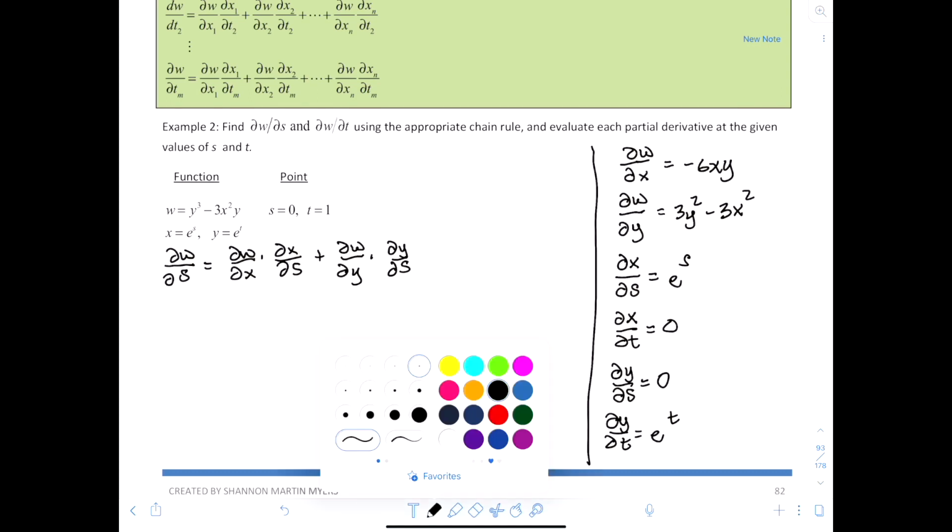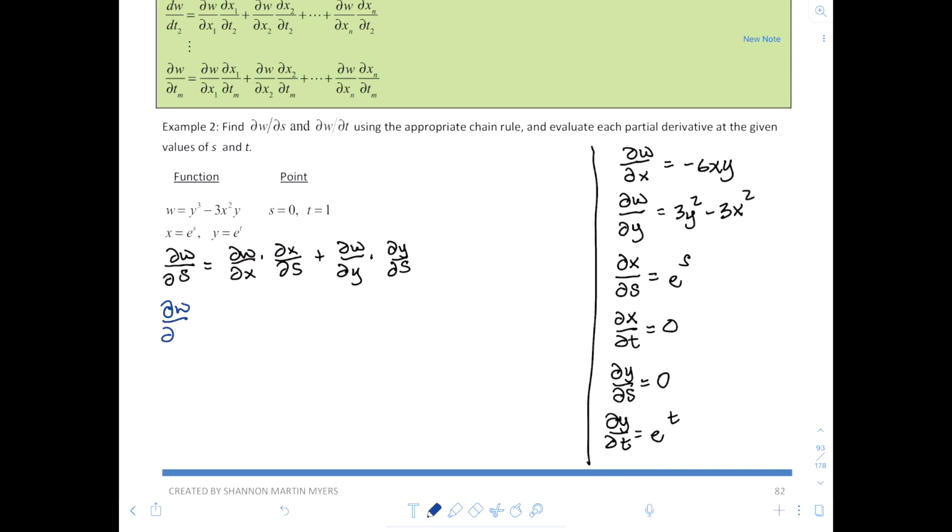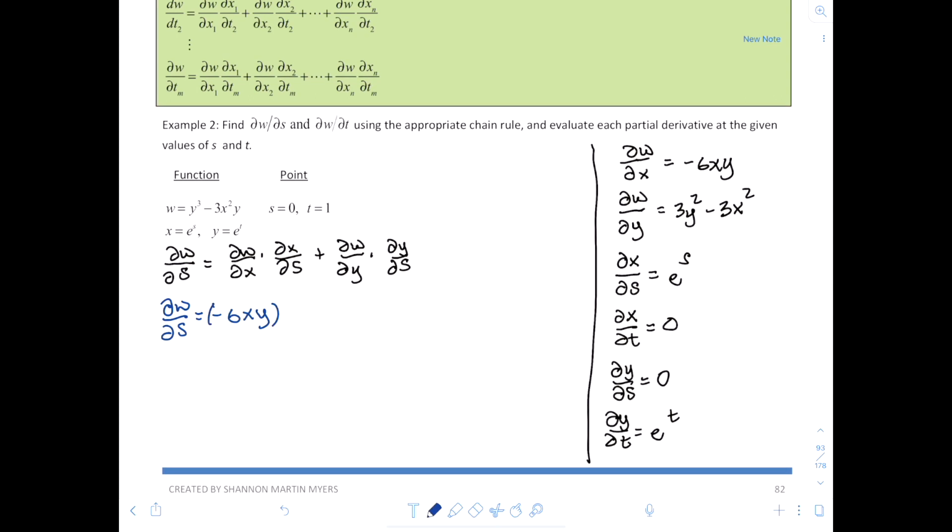So, plugging in what we have, the first partial of w with respect to s is equal to, so we got the partial of w with respect to x was negative 6xy. I'm going to just call that del, okay? And then the first partial of x with respect to s was beautiful, e to the s. Continuing, the first partial of w with respect to y was 3y squared minus 3x squared. And the first partial of y with respect to s was 0.